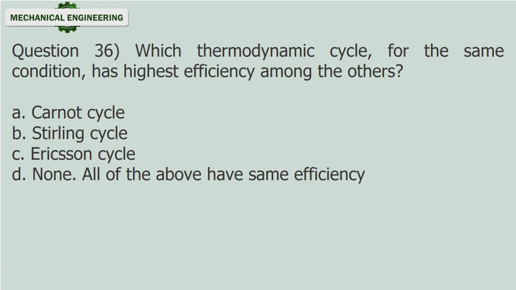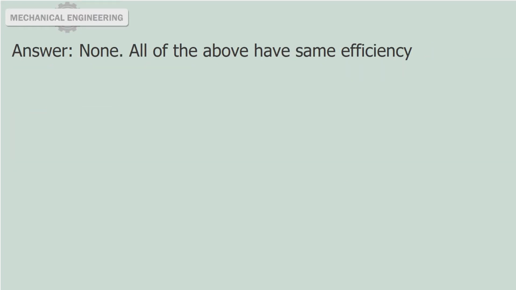Question 36. Which thermodynamic cycle, for the same condition, has highest efficiency among the others? A. Carnot cycle. B. Stirling cycle. C. Ericsson cycle. D. None. All of the above have same efficiency. Answer: none. All of the above have same efficiency.